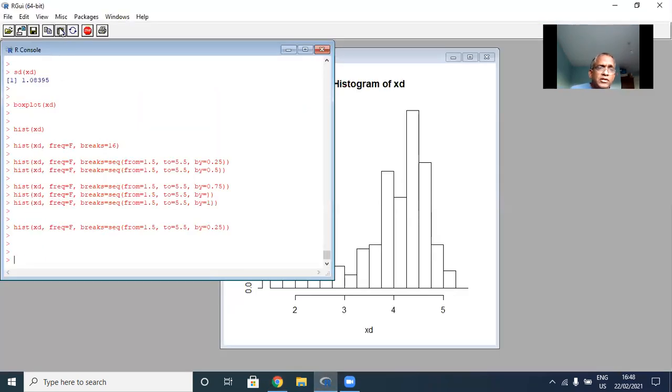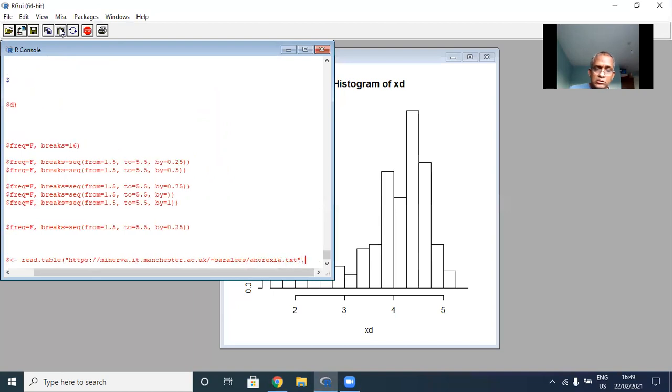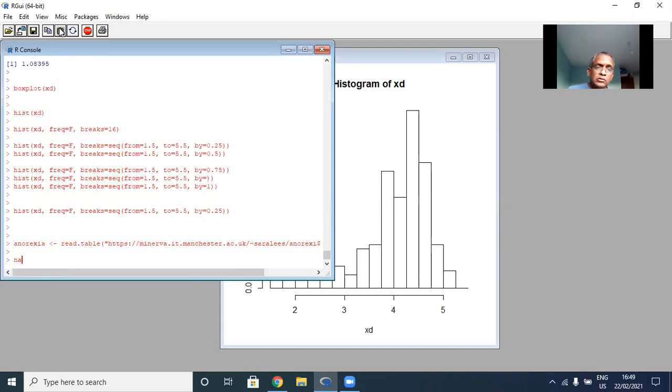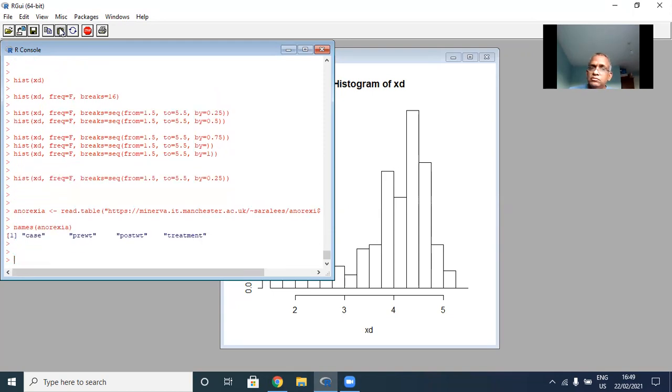So let's copy this and paste it here, right? Let me call this data anorexia, A-N-O-R-E-X-I-A. All right, read.table in quotes, header equal to true. So if you now type names of anorexia, you see we have 4 different columns with 4 different names, right?